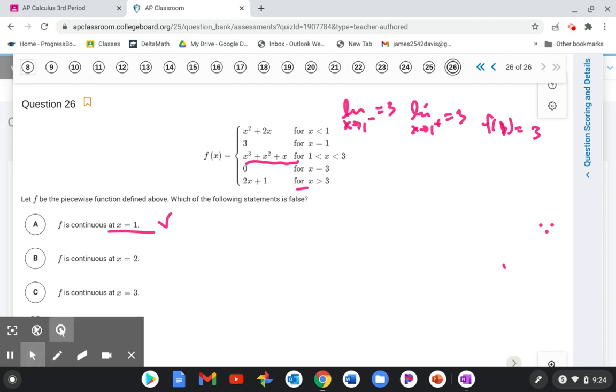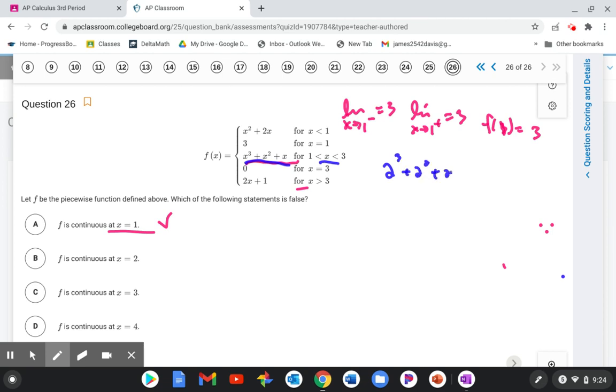Second one, f is continuous at x equals 2. Same deal. Now 2 actually isn't mentioned anywhere in these breakdowns, which means we'd just use this function for all 3 cases. Just make sure it's a real number. It would be 2 cubed plus 2 squared plus 2. All that matters is it's a real number. In this case, I guess it would be 14. So it exists. That's good.